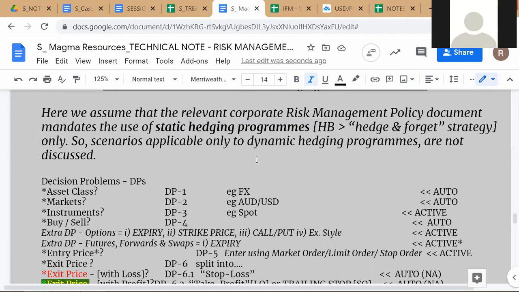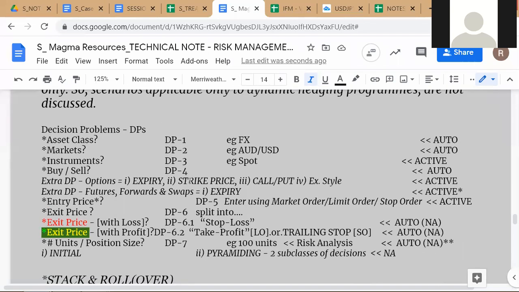So that's what a static hedging program is. Okay, so we're not discussing the dynamic hedging programs, which we'll come to, because actually in your project you'll be doing dynamic hedging. You have been given the flexibility to do the dynamic hedging program. We'll explain that later, but let's just assume it's a hedge and forget strategy to keep it simple. Okay. So what we are talking about is, look at this. Is the font size very small here? Can you still see it? Can we still read the stuff?